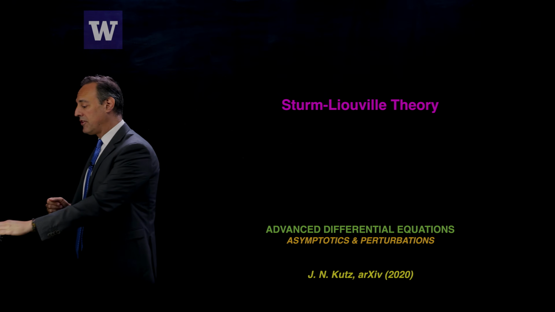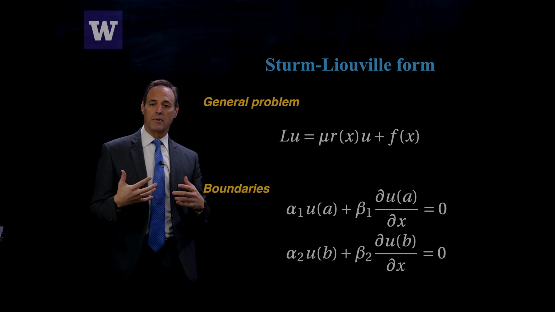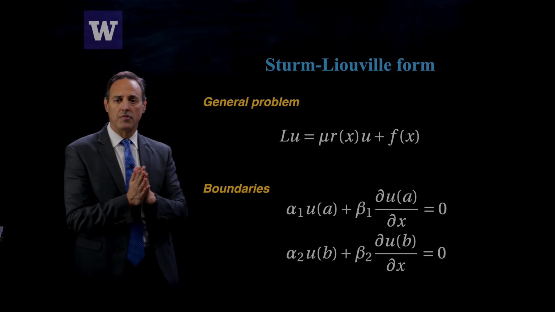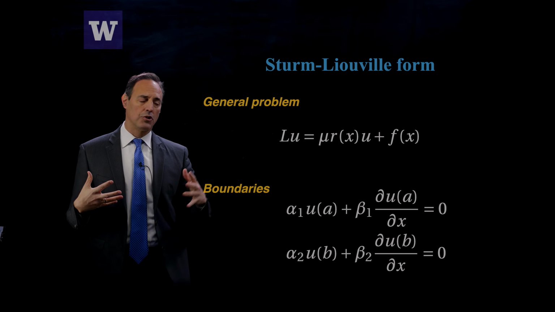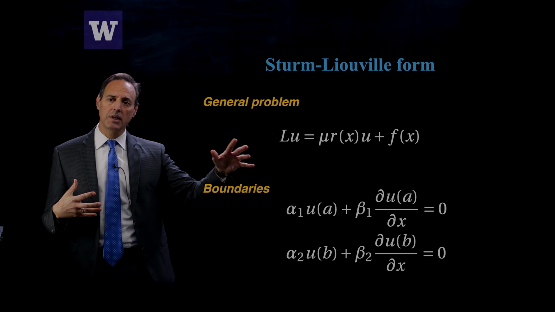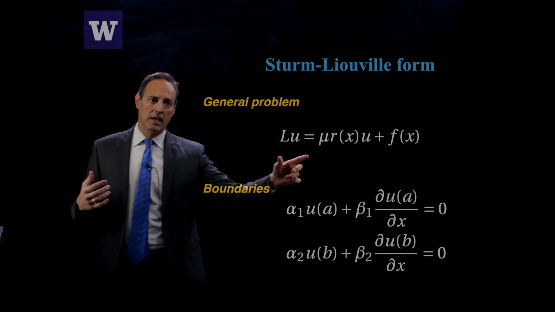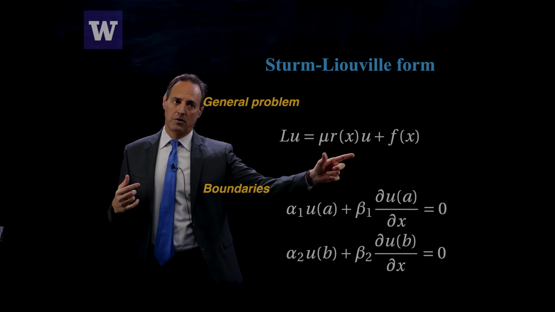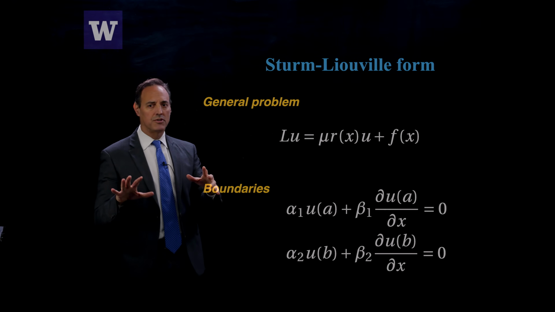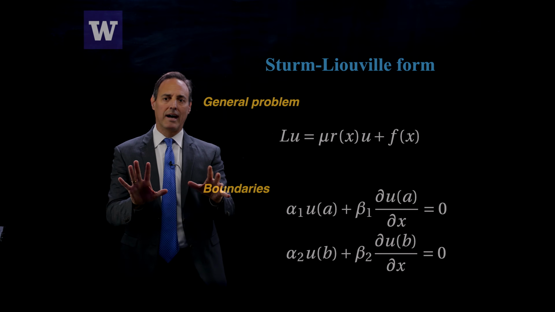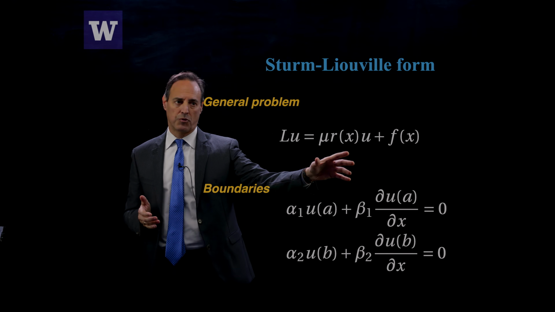So Sturm-Liouville theory starts off with this specific form. And this is the most general form, and we're going to talk about the properties of this and what this general form allows us to do in terms of solving problems. So the general problem takes this form here. It's an operator L, and I'll show you what it looks like in a moment, acting on u, and it's equal to mu r of x u plus f of x. So this generalizes the form that we had considered previously, which is Lu equal to f. Now we have this mu, which is a constant, r of x u term over on the right-hand side.